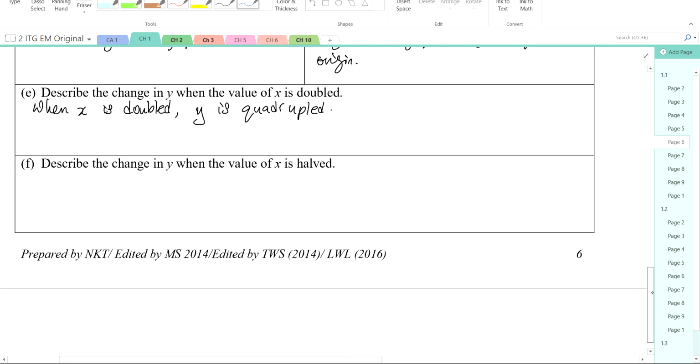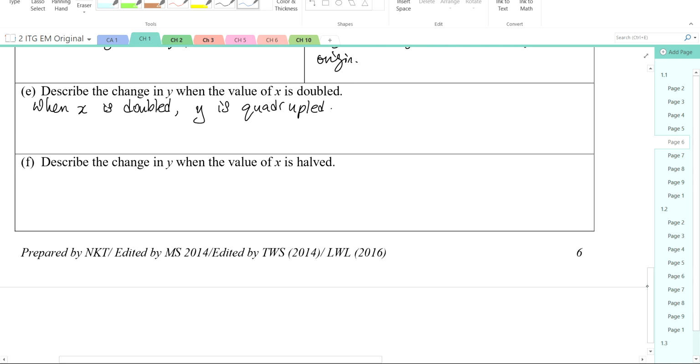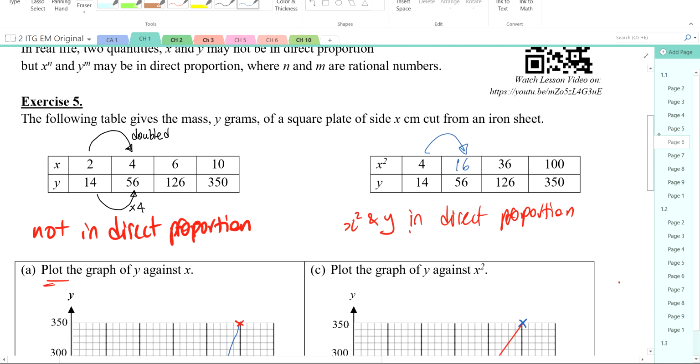Okay, then describe the change in y when the value of x is halved. So now, let's go the other way. From 4 it became 2. So we divide by 2, right? So we say it is halved. So obviously the other way, this must be divided by 4. Okay, so we just put it down in words.